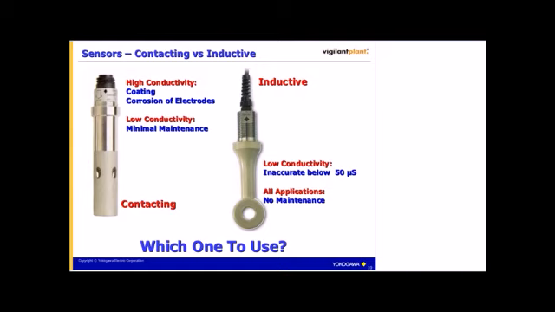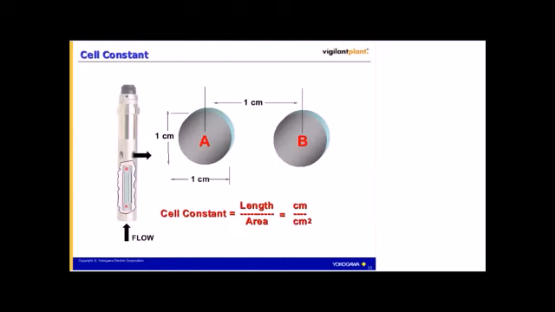Inductive sensors do not have any measuring element that comes in direct contact with the process, and therefore they do not suffer from coating or corrosion problems. However, they are typically less accurate at lower conductivity values than contacting sensors are. Let's take a closer look at the two types. First, contacting.